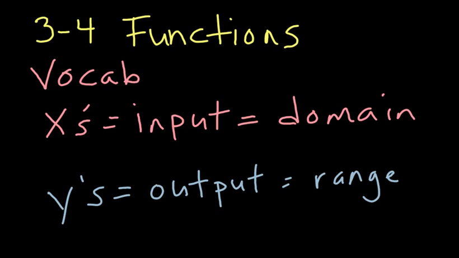3-4, functions. Some key vocabulary that you need to be aware of is that anytime we talk about input, we're talking about all the x values in an equation. It's also called the domain. The domain is a collection of all the x's. The input is all the x's, or sometimes it's inputs. It might be plural. Same thing over here with y's. All the y's are called the output or the range. Key vocabulary you need to know all means the same thing.